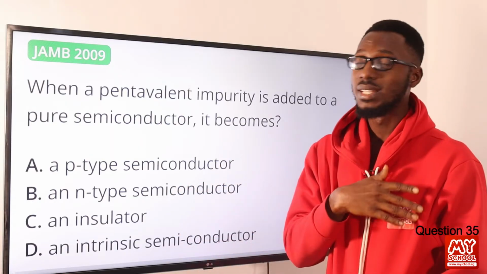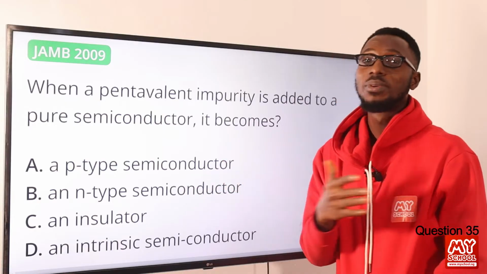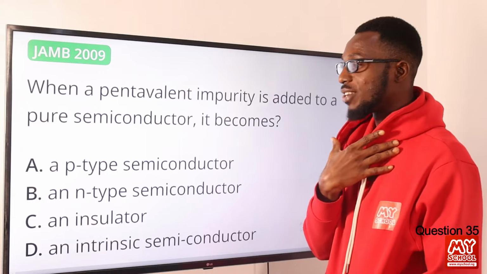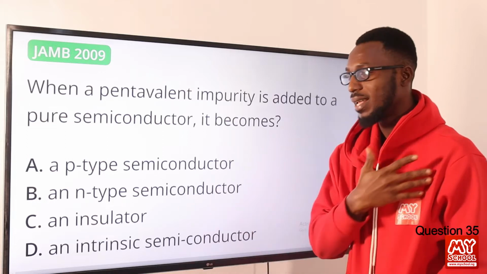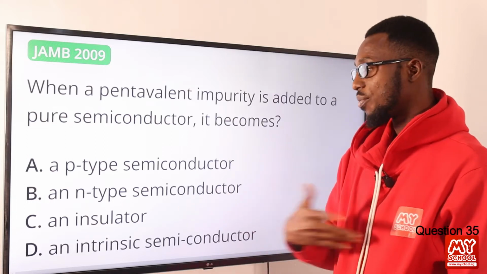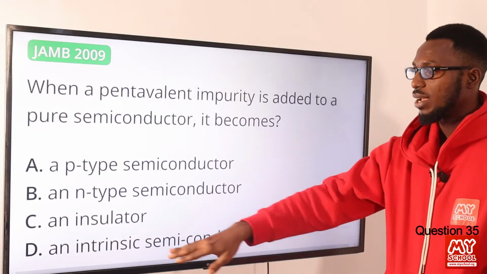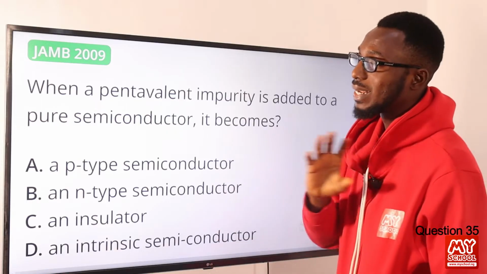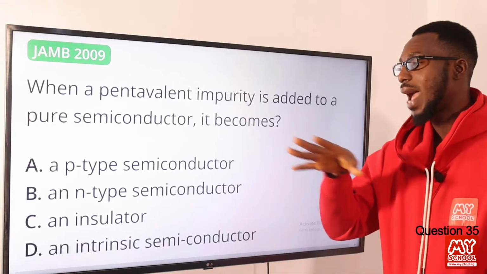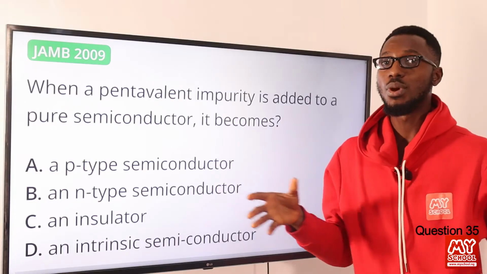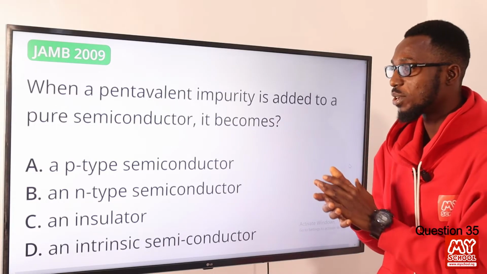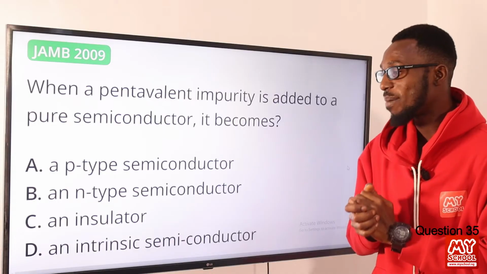Insulators are just materials that do not readily allow the flow of electric current through them, they oppose the flow of electricity. So take note of the word readily. An intrinsic semiconductor is a semiconductor that is still in its pure state, you've not added any impurity to it. So the correct option once again is option B, an N-type semiconductor.